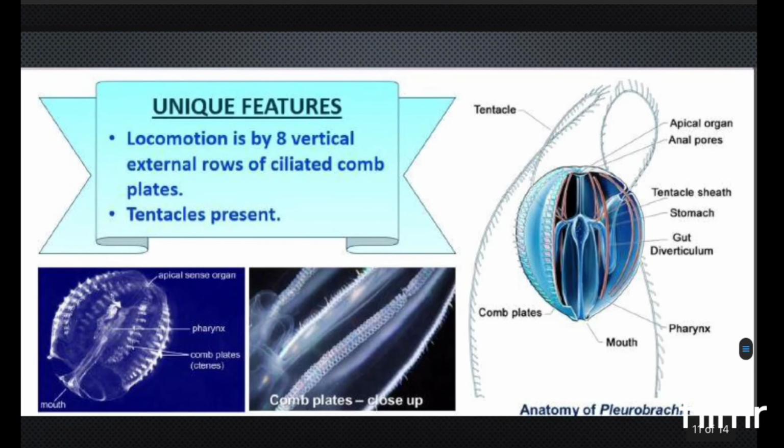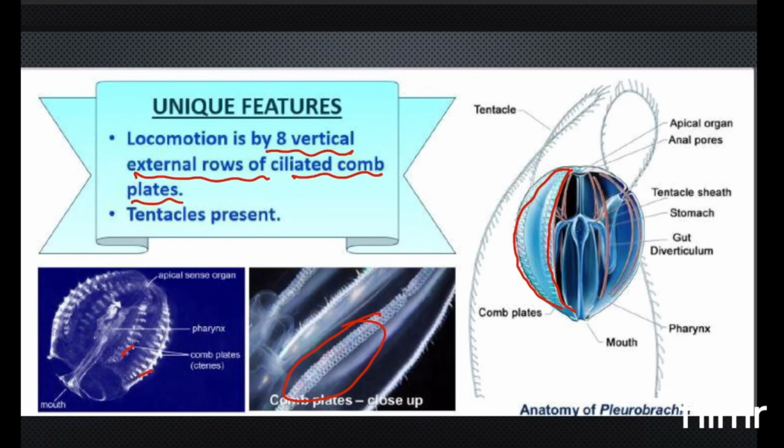There are some unique features of Ctenophora, right? So what are they? So Ctenophora or the comb jellies, you can see that their locomotion is actually by 8 vertical external rows of ciliated comb plates, right? So because of the presence of the comb plates, these comb jellies got their name. You can see that in their body there are 8 external rows of ciliated comb plates. If you are taking the structure, this is the comb plates, right? Which is having so many fine cilia present in them, right? So these are the comb plates.